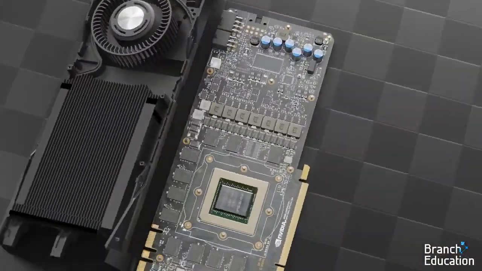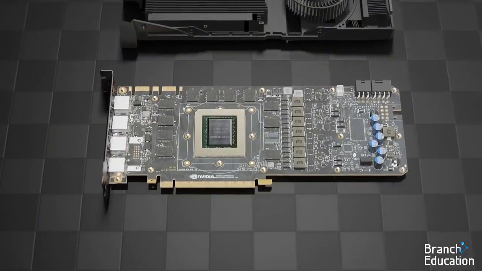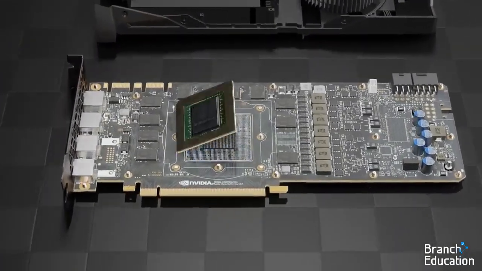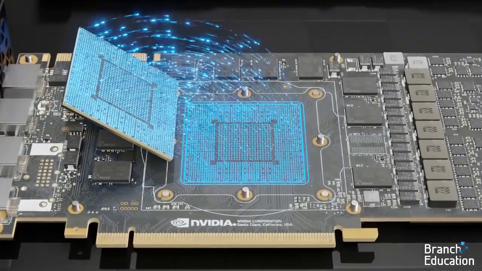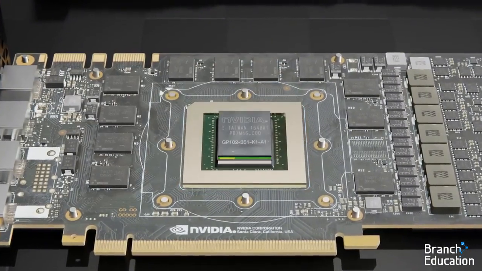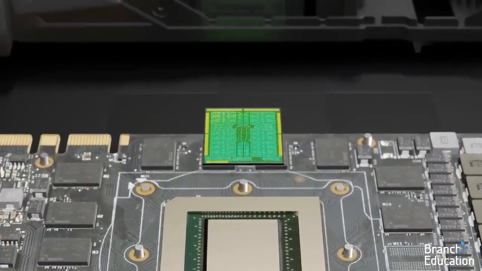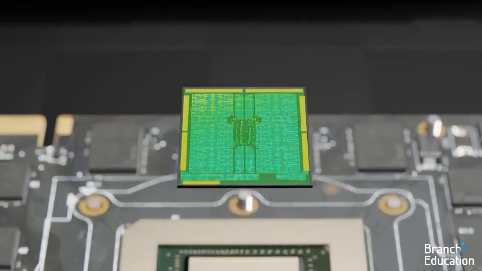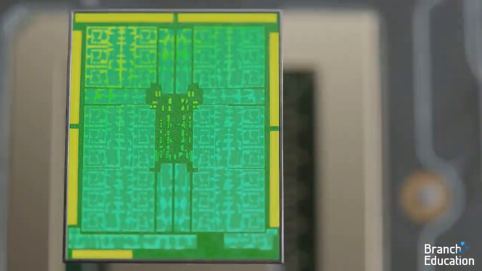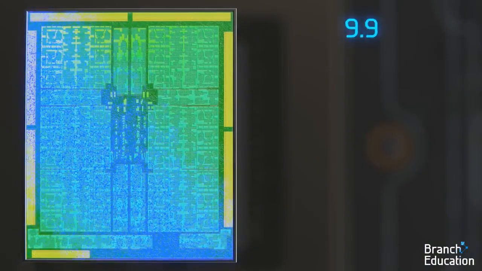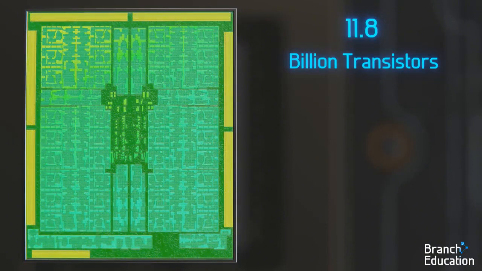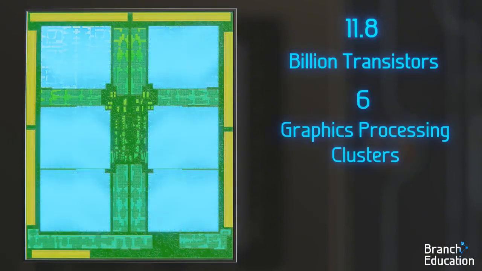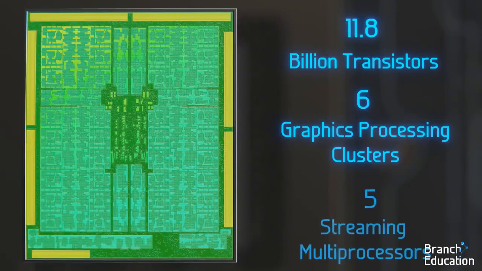Let's focus on the GPU integrated circuit, which, similar to the CPU, has more than 1,000 solder pads that connected to the PCB. Opening the packaging, we find the GPU die, which is noticeably different from the CPU. In here are approximately 11.8 billion transistors organized into 6 graphics processing clusters, totaling 28 streaming multiprocessors.